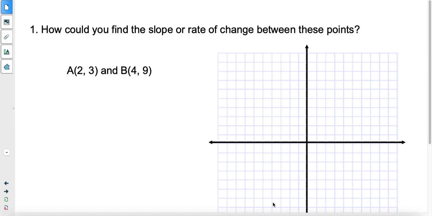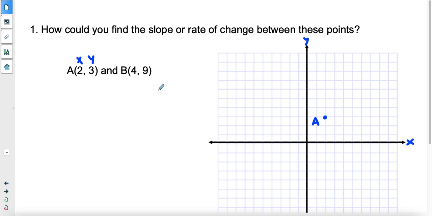Well, one way I could do that is by plotting these points on this graph here. And now remember, when we have a point, my first number here represents my x-coordinate, and my second number here represents my y-coordinate. So to plot the point 2, 3, I'm going to start where x is equal to 2, and then go up to where y is equal to 3. And there's my first point A.